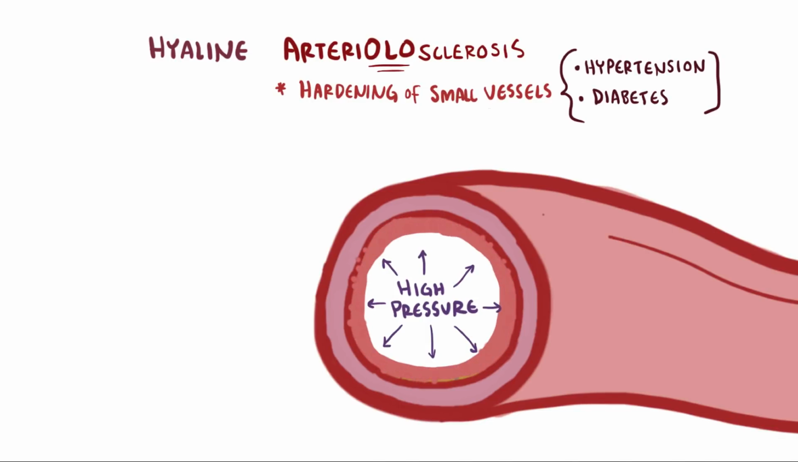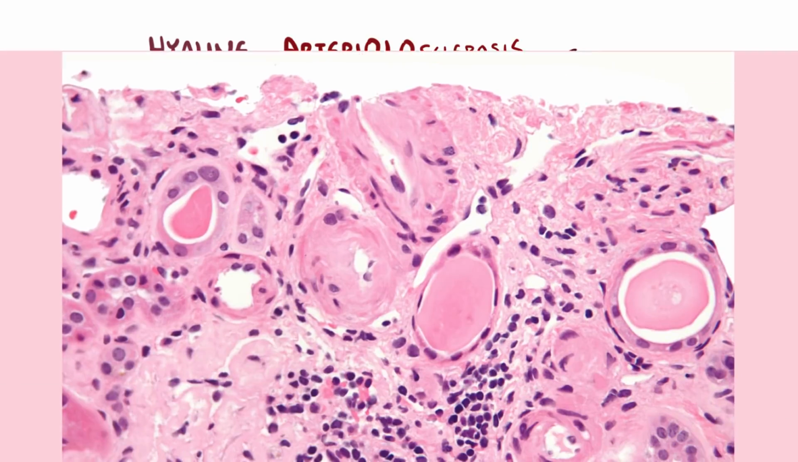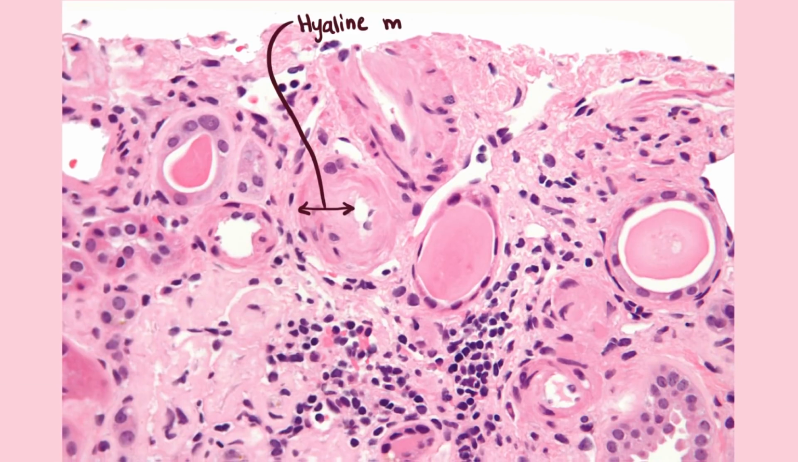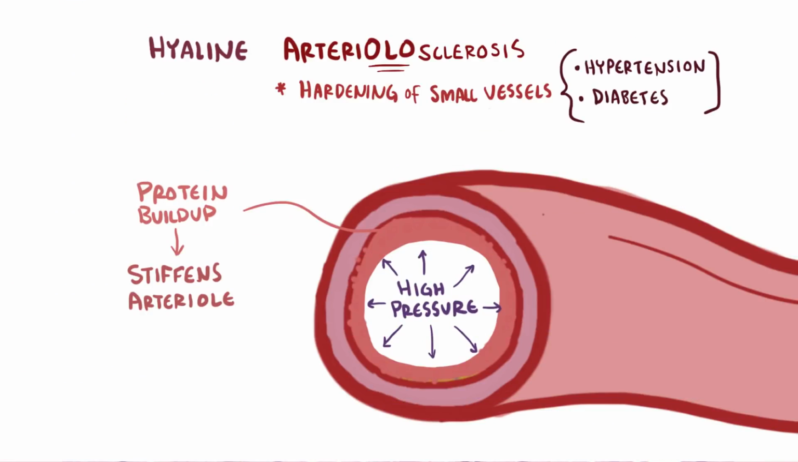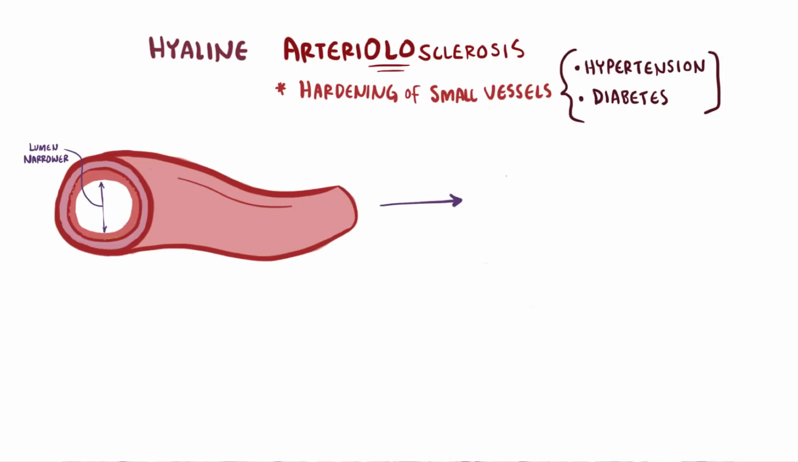Over time, you'll see these walls begin to build up with a lot of these proteins, making the blood vessels stiffer. When you look at a blood vessel through a microscope, you'll see a pink hyaline material that's making the blood vessel very thick. Thick walls mean that the lumen of the vessels start to get narrower, and this basically reduces blood flow to the organs that are supplied blood through these vessels, and the organs get starved of oxygen.